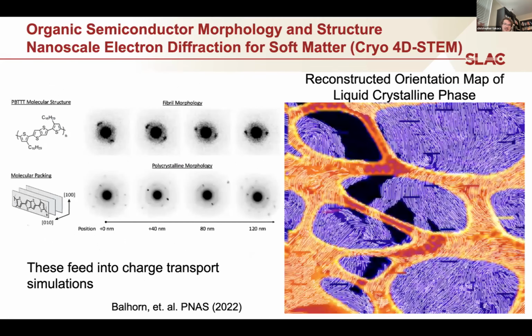And then in the same vein, we can use these localized structural analysis techniques like scanning nanodiffraction. This is some work I used to do, or I still do, using 2 nanometer electron beams to map out the spatial structure and then reconstruct it into orientation maps, along with subsequent analysis where we do things like charge simulations based off of these real space maps.